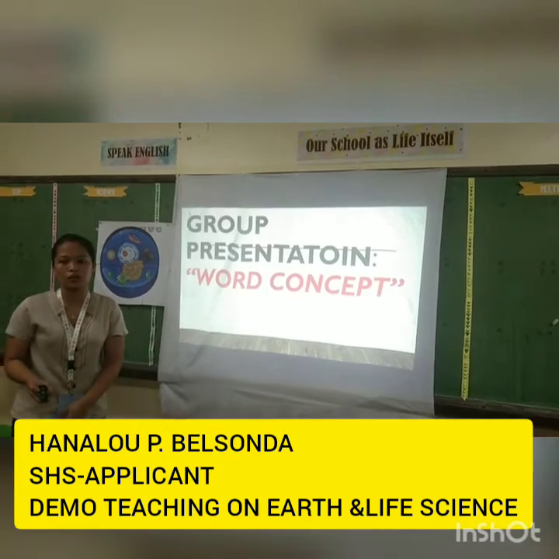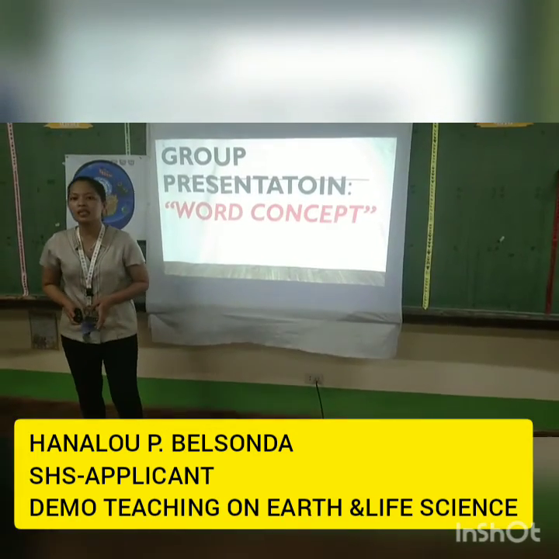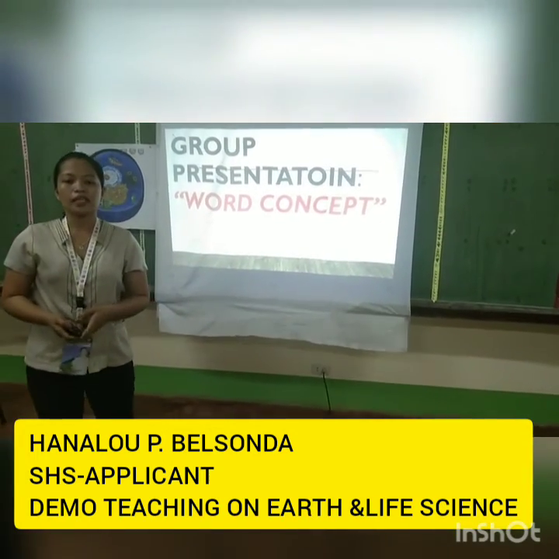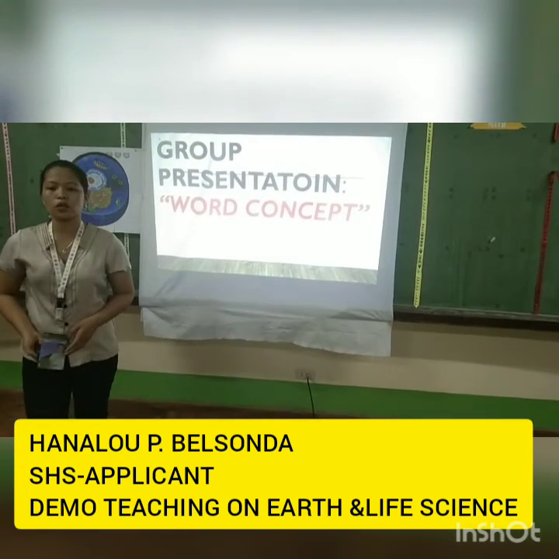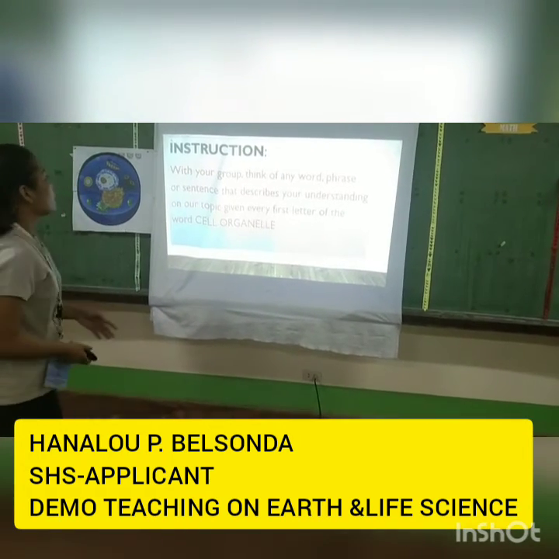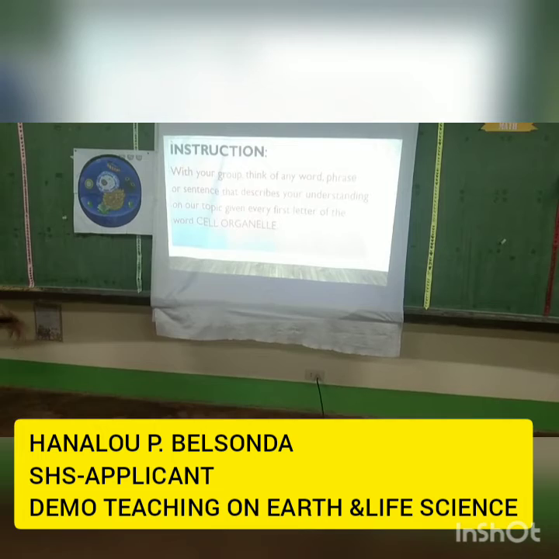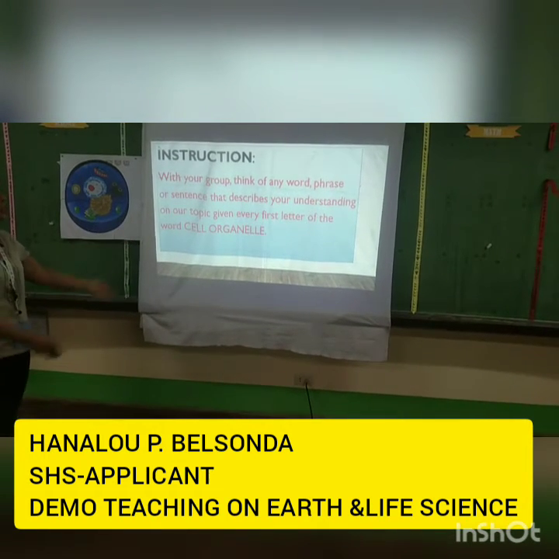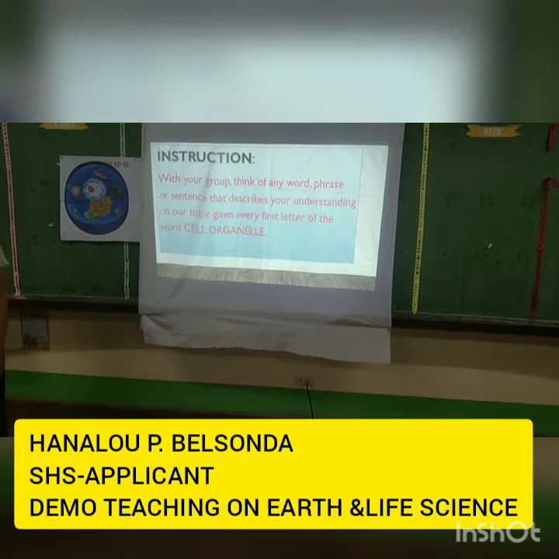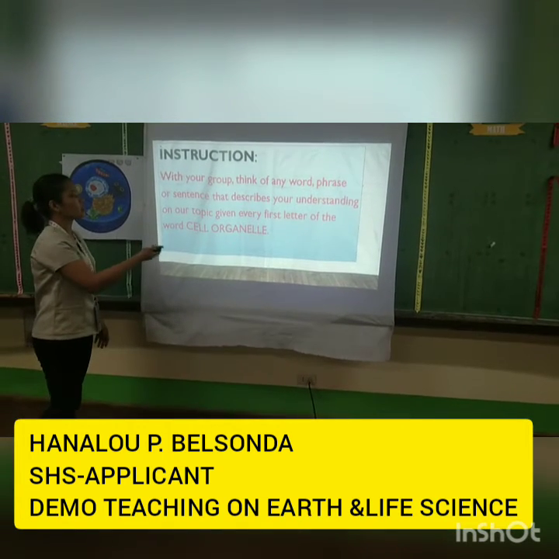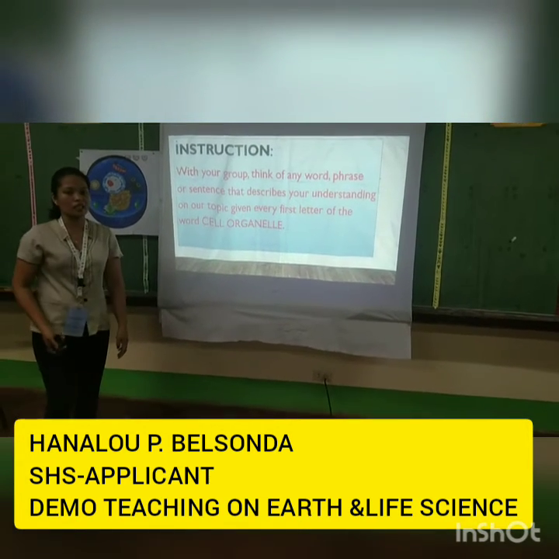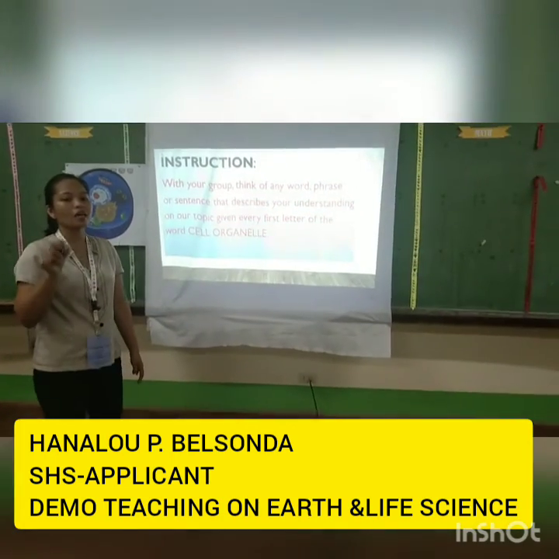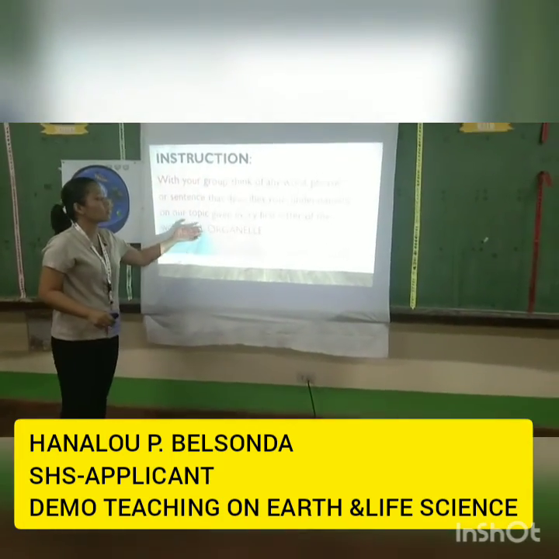Cell as a house. Okay class, so let's have another activity. It is called Word Concept. All you have to do with your group is think of any words, phrases or sentences that describe your understanding of our topic, given every first letter of the words cell organelles. So you have to find or make words that describe cell organelles.